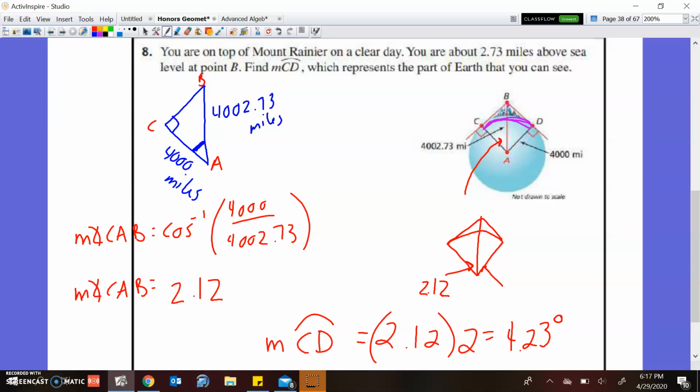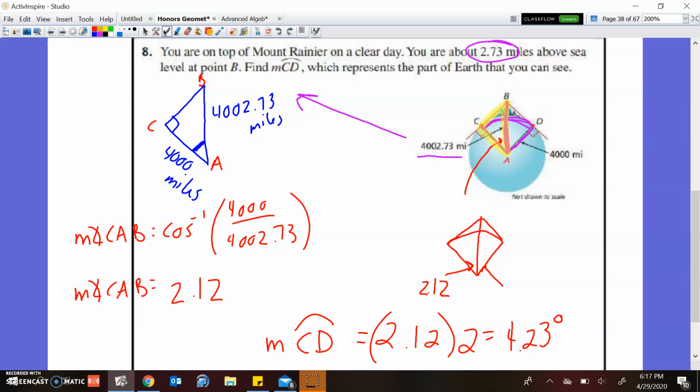So since we're about 2.73 miles above, and we know from before that the radius of the Earth is about 4,000 miles, that would mean this would be 4,000, but that extra 2.73 is how we get that segment BA has a length of 4,002.73 miles. Okay, so I've drawn that triangle over here to the left. And again, this is not the only way to do it. There's another way where you use the circumscribed angle theorem, but just pulling it all together, this is what we have here.